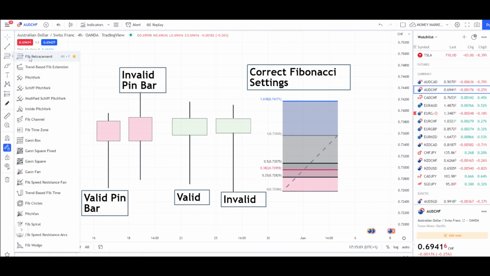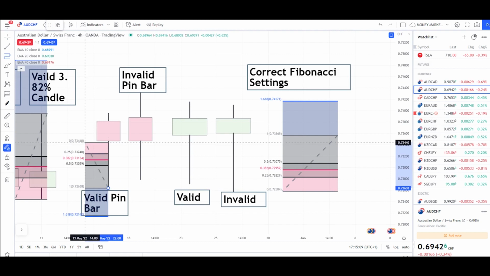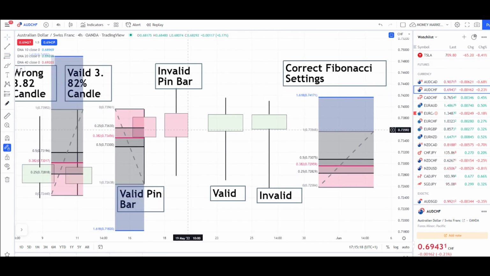Again, pull up your Fibonacci tool. For the bullish candle, you always check it from the lower wick, pull it up to the highest wick of that candle right here. So here you can see, to check if it's a valid pin bar or not, why we call it 25% candle. It has the longest wick and it only covers the 25% of the wick. I hope that makes sense to you.